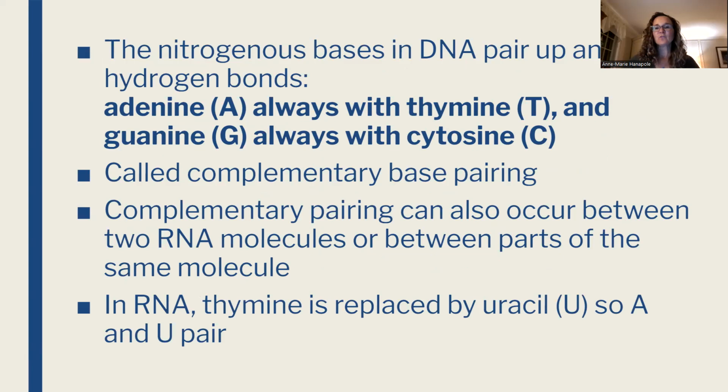So the base pair rule for DNA, adenine always bonds to thymine, and guanine always bonds to cytosine. So that's called complementary base pairing, or the base pair rule. When we're looking at RNA, adenine is always going to bond with uracil, and guanine is always going to bond to cytosine.